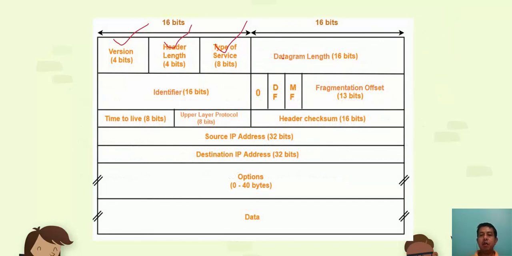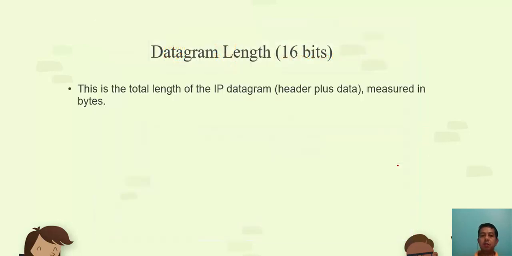Now let's go to the next field, the datagram length. The datagram length, a 16-bit field, is basically the size of the whole datagram. This includes the header as well as the data. So the datagram length is the total length of the IP datagram.